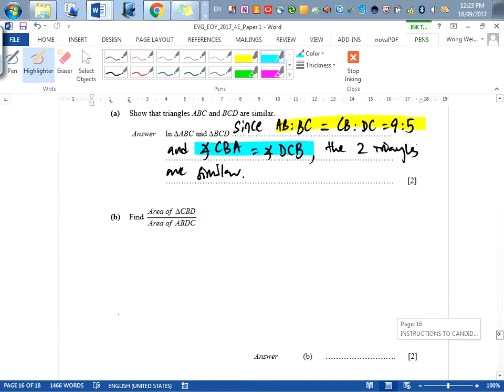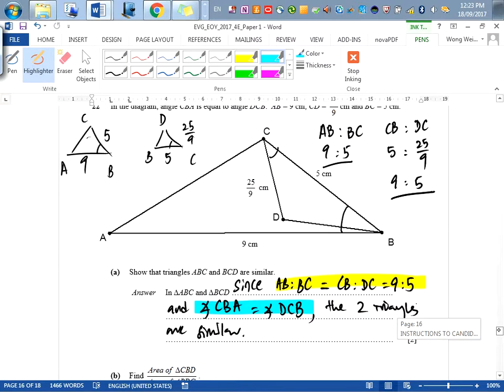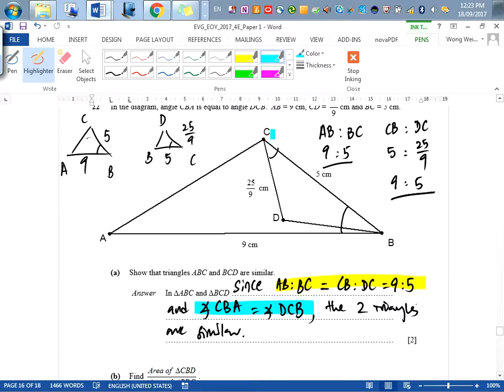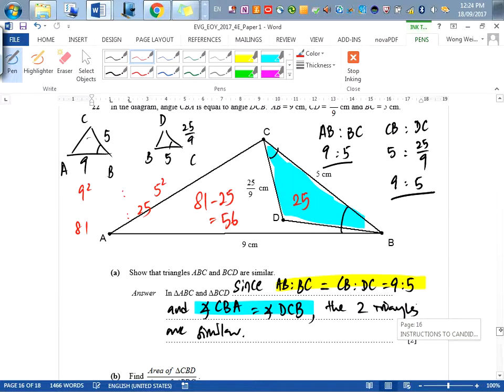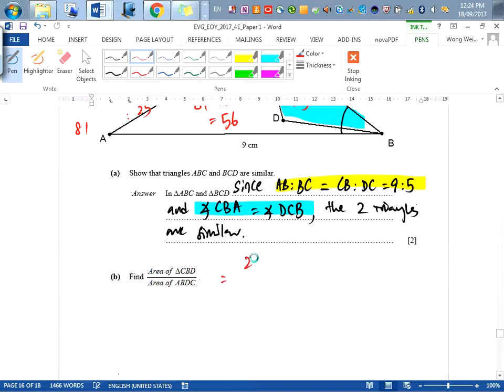Next, ratio of the area CBD to ABDC. So this small triangle versus whatever is left of the big triangle. So we know that they are similar triangles. So the ratio of the area must be 9 squared is to 5 squared. So 81 is to 25. That is the big to the small one. So since this is 25, this must be 81 minus 25, which is equal to what? 56. So this is equal to 25 over 56.